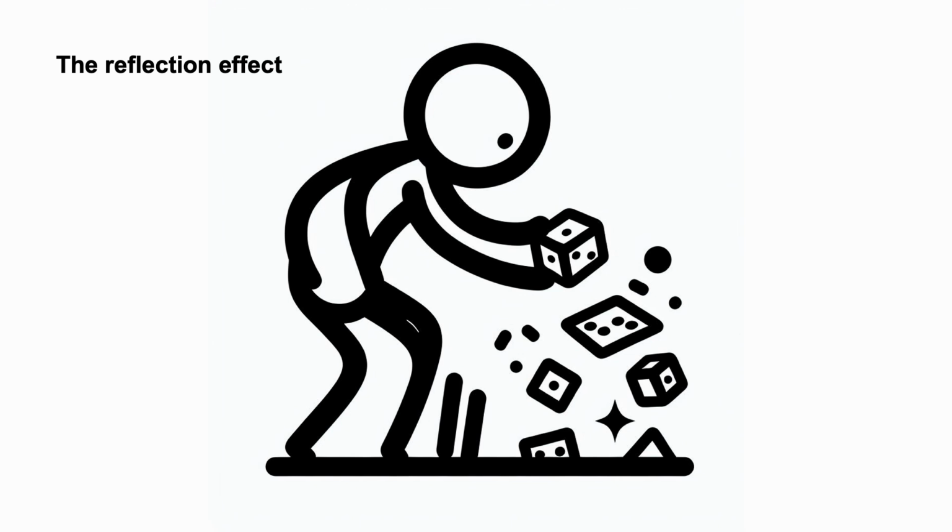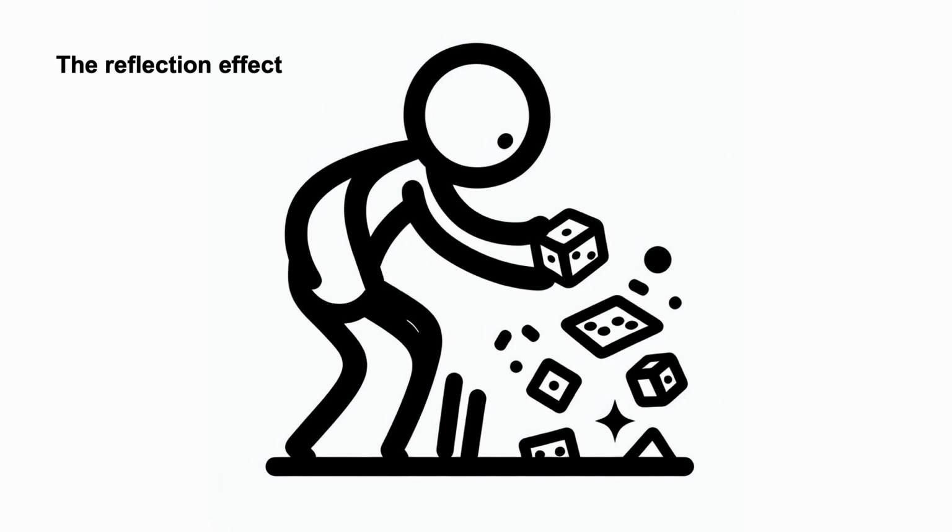When people make a risky choice related to gains, they are risk averse. They prefer a certain option with lower value than the expected value of the risky choice. When choosing an option in the loss domain, they become risk seeking. This phenomenon is called the reflection effect.